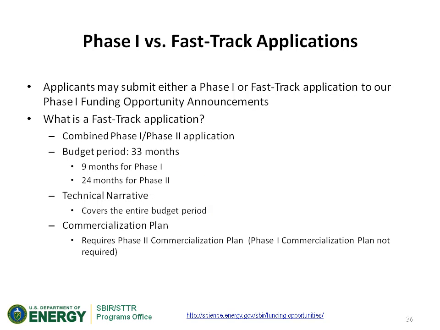We got some questions on FastTrack, and I see more already coming through, so I'll finally get around to talking about that. When you submit, you can apply for either the phase two or a FastTrack, and a FastTrack is simply a combined phase one, phase two application. So instead of describing just the first 9 months of the project, you're going to define the first 9 months and the next 24 months. Your project narrative is going to cover the entire budget period, and your commercialization plan needs to be a phase two commercialization plan, not the simpler phase one.